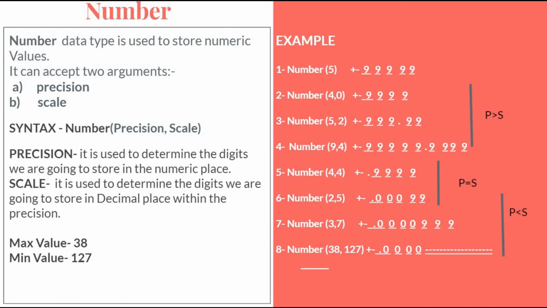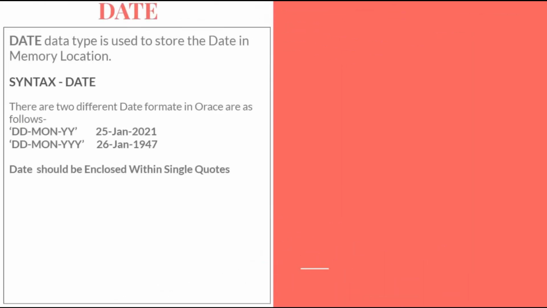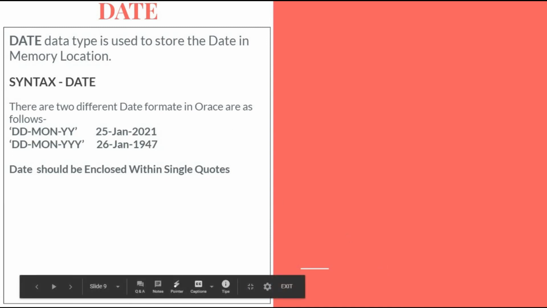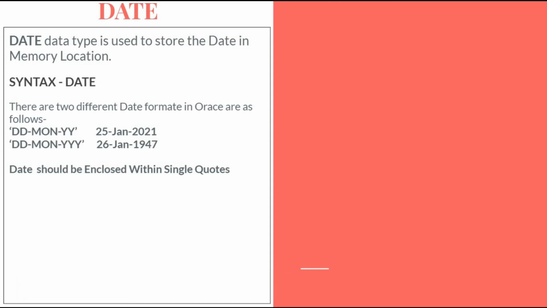Now our second last data type is date. Do you know about date? Let's suppose, what is today's date, 23 or 24 or 25 January 2021. So this is the date. Basically, if you want to store date type data in SQL, how will you store it? You have to use the date data type. The syntax is simply date.